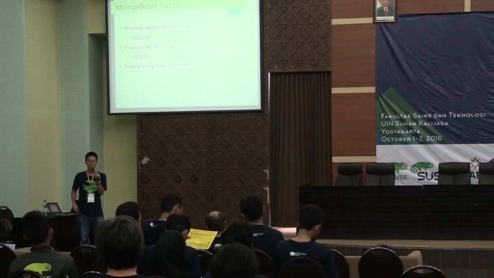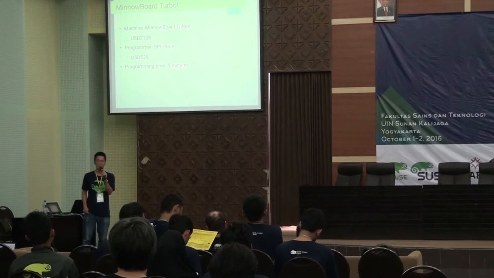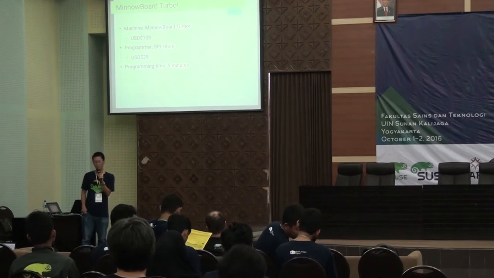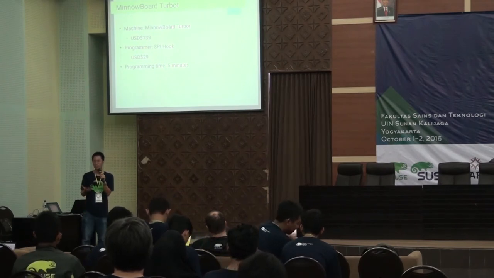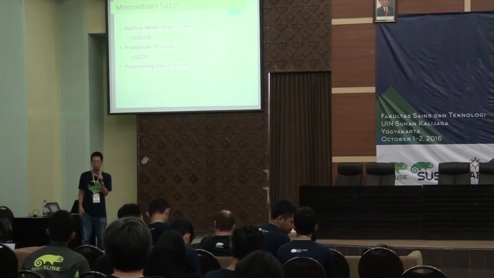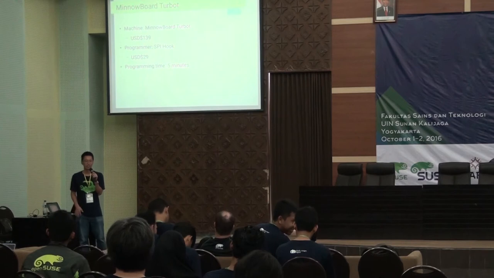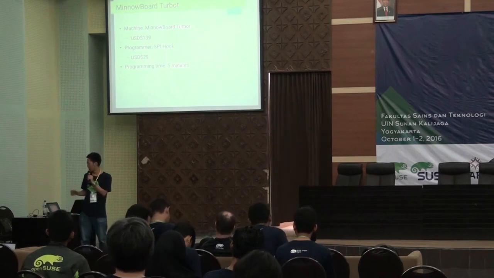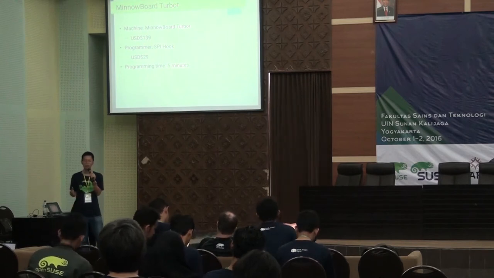So if you keep looking for another solution, you can find a MinnowBoard Turbot. It's more like an embedded board, and it's smaller and cheaper. You can see it only costs around $140, one digit less than the previous one. So your boss will be very happy.